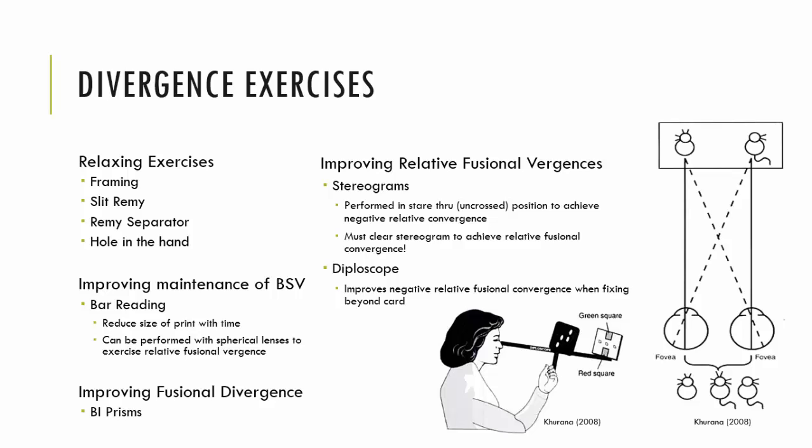In terms of relative fusional divergences, we can use stereograms or diploscope. Again, the stereogram is the most commonly prescribed exercise. And the difference in the way in which we prescribe the exercises for eso deviations as compared to exo deviations is that for the eso deviations, we're going to perform this in stare-through. So the patient's target will be out here behind the stereogram, in which case what will happen is their vergence will be behind their accommodation. So again, they'll need to see these cats clearly in order for you to be exercising relative fusional divergences.